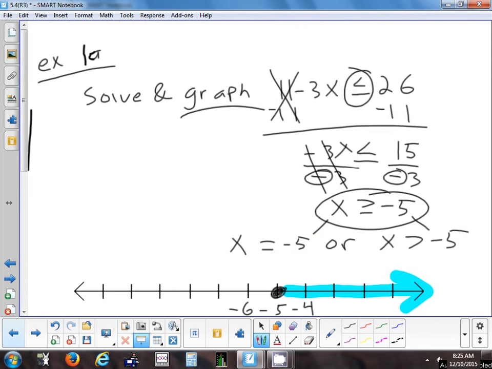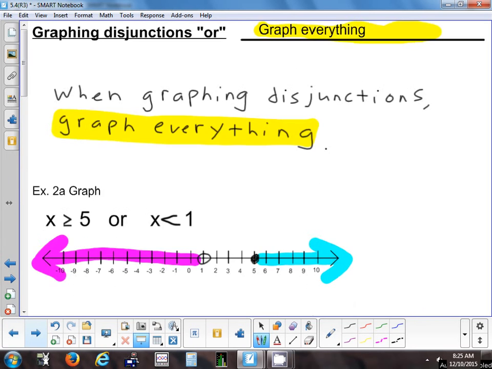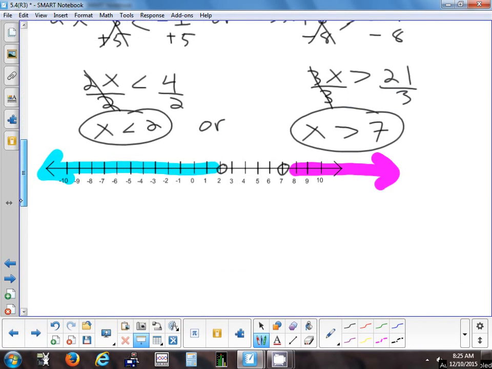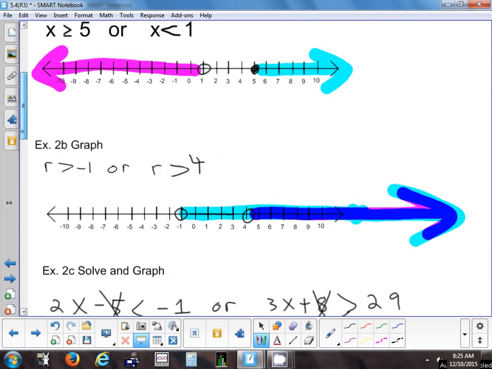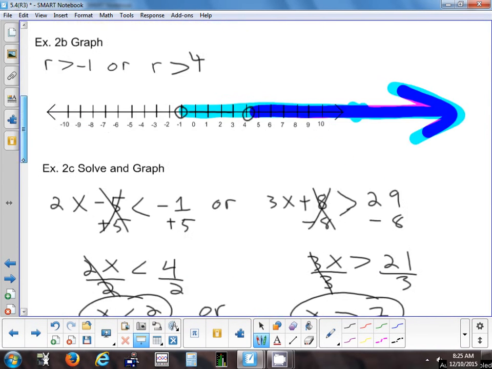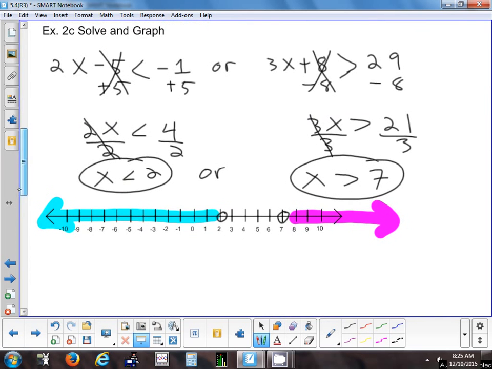And then with ors, did we have the whole number line? Nope. We didn't have any that were the whole number line for ors. But what if we did? If you end up shading everything on the whole number line, does anybody remember what that's called?